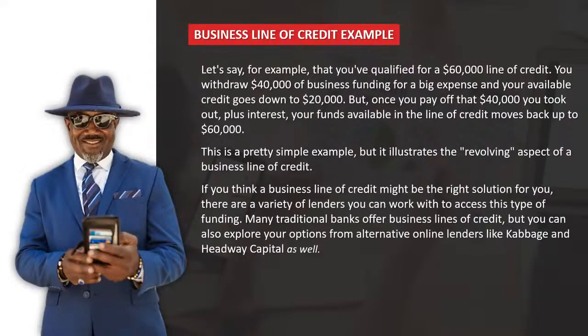Okay, here's a business line of credit example. Pretty much what we talked about before. You qualify for a $60,000 line of credit. You withdraw $40,000 of business funding for a big expense, and it takes your available credit down to $20,000. Once you pay off the $40,000 you took out plus interest, your funds are back available to $60,000. Super easy to understand.